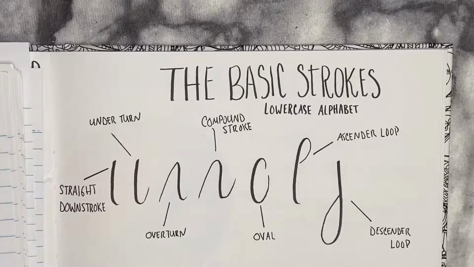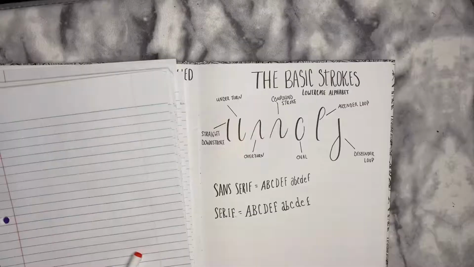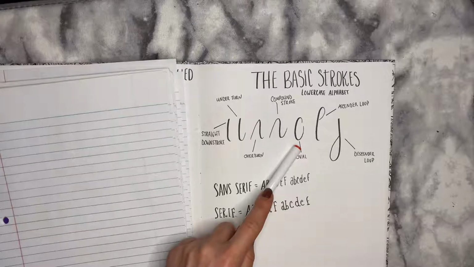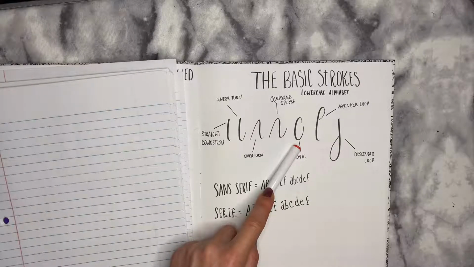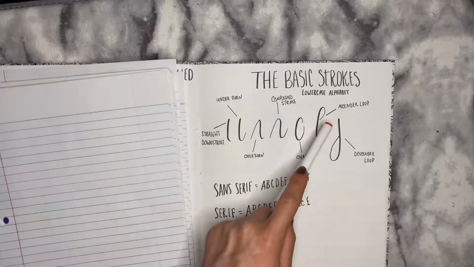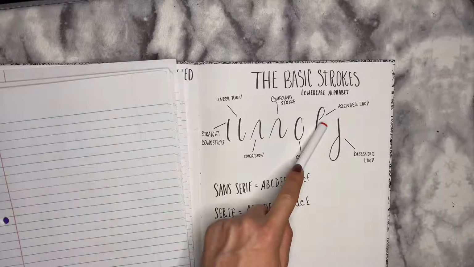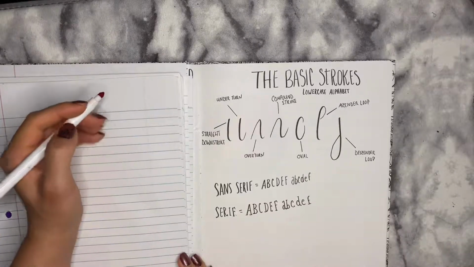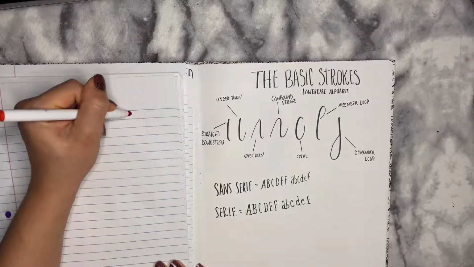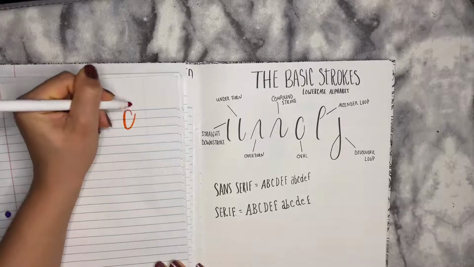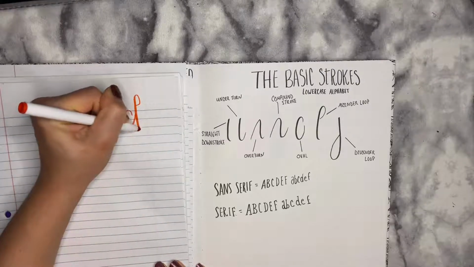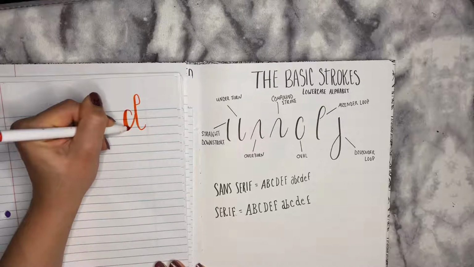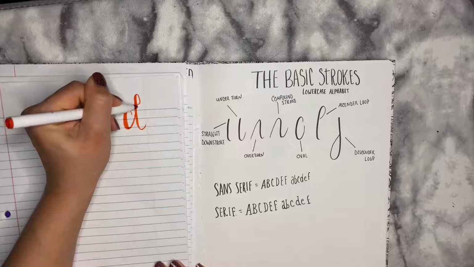using these basic strokes. So if I want to create the letter D, I'm going to take an oval and an ascender loop, and I'm going to combine the two to create my D. I'm holding my Super Tip Crayola marker at a 45-degree angle, not straight up and down, and I'm doing thin upstrokes and thick downstrokes, so I combined the oval and the ascender loop.